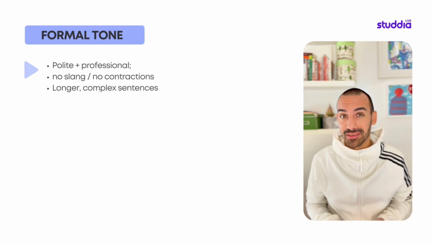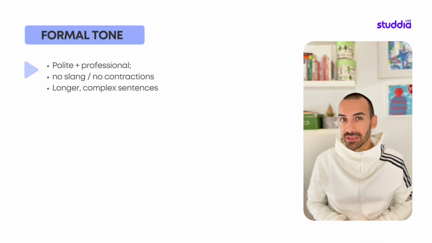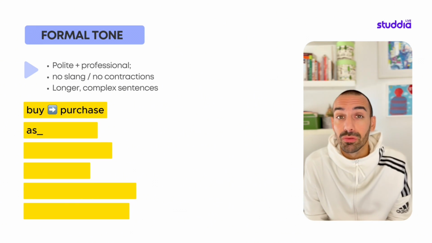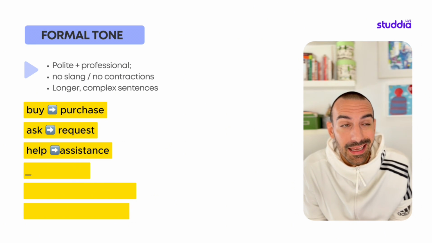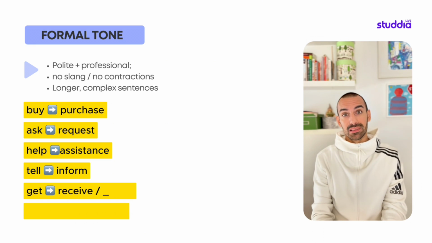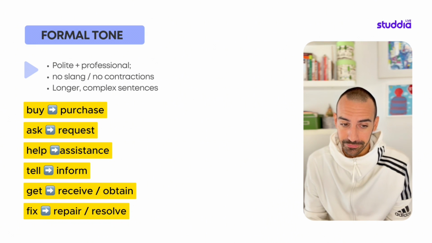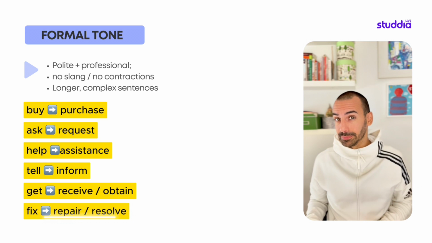And then, of course, there's the vocabulary. And this is usually the trickiest part. You want to use formal equivalents instead of everyday words. So instead of saying buy, you say purchase. Instead of ask, you request. Instead of help, you ask for assistance. Instead of tell, you say inform. Instead of get, you say receive or obtain. And instead of fix, you may say repair or resolve.